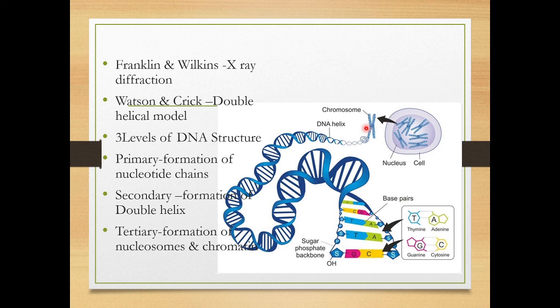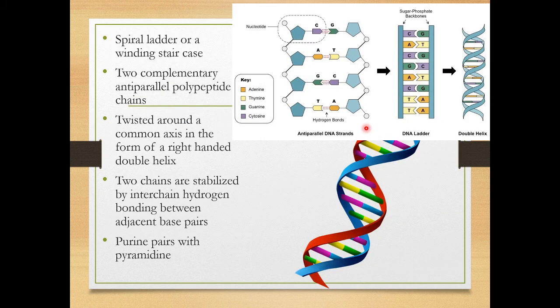And what is the DNA double helical model proposed by Watson and Crick? It looks like a spiral ladder or a winding staircase. There are two complementary anti-parallel polynucleotide chains. This is one chain and this is another chain. And why are they called anti-parallel? Because the direction is different.